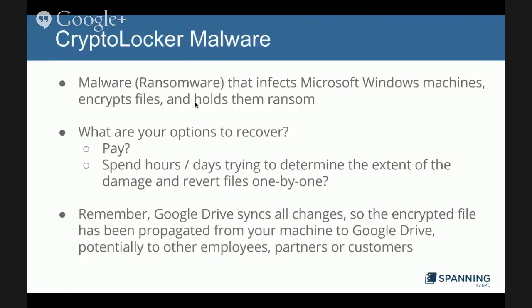And so for those of you who are not familiar, CryptoLocker is a malware, or some people say ransomware, that infects Microsoft Windows machines. Typically, it encrypts files and holds them ransom. So it uses RSA encryption and goes and pulls the contents of files, such as Word documents, and encrypts it. So the end user can't use that data anymore. It's all encrypted. And they're notified that says, hey, your files have been encrypted. Pay us, and we'll give you the key to decrypt them.